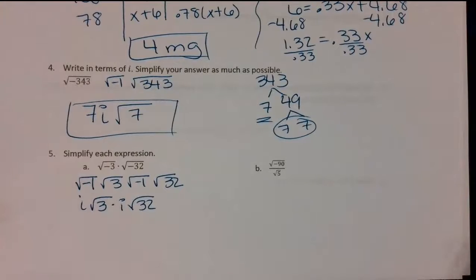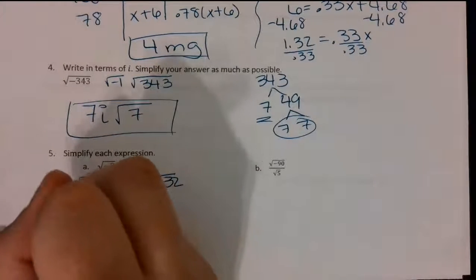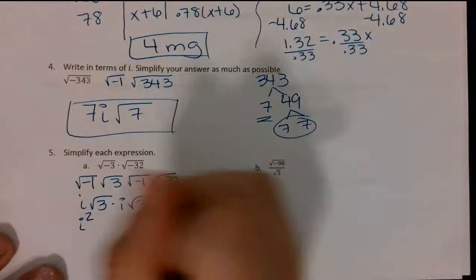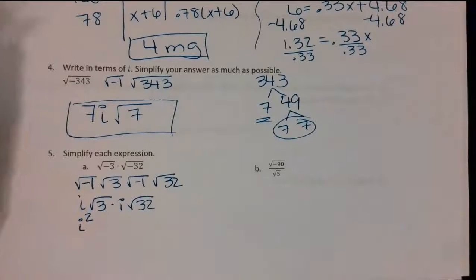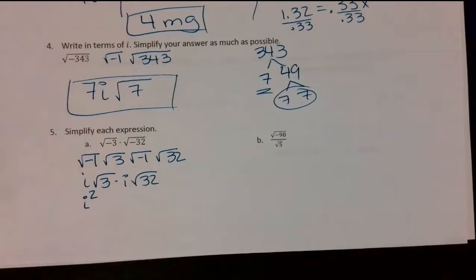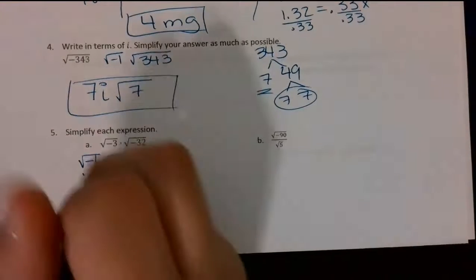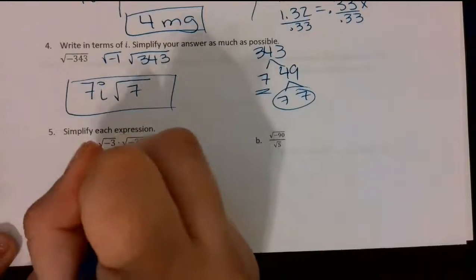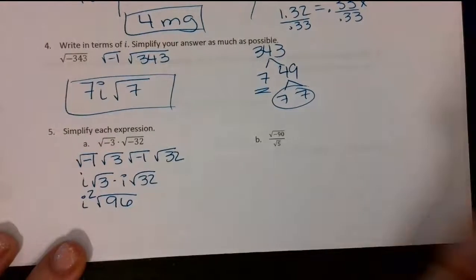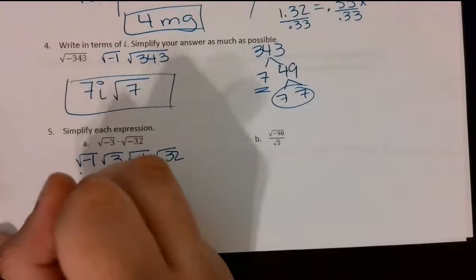What I want to do next is multiply. i times i is i squared. And when I'm multiplying two radicals, I multiply the numbers inside. So 3 times 32 is 96. I know i squared is negative 1.